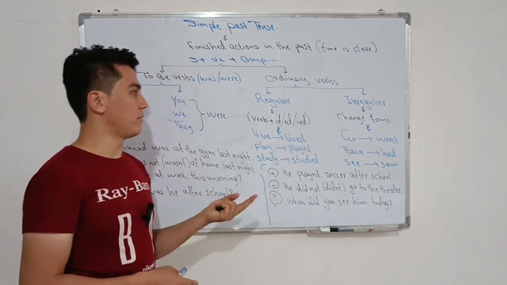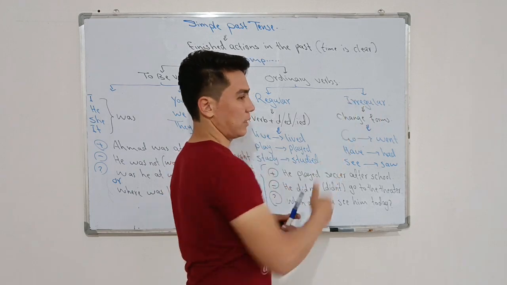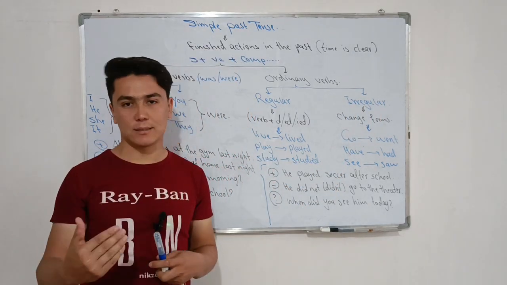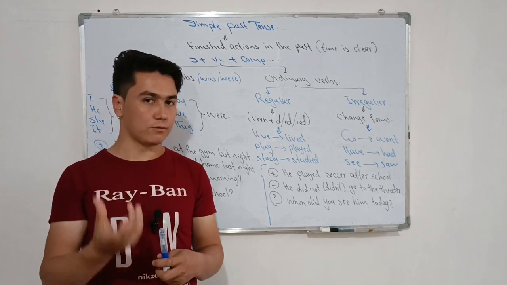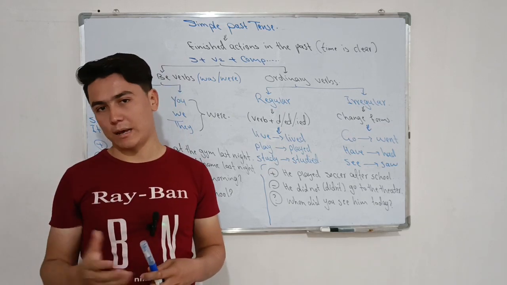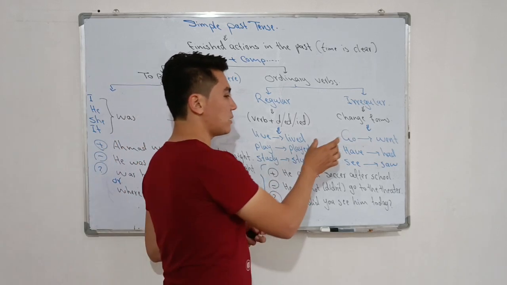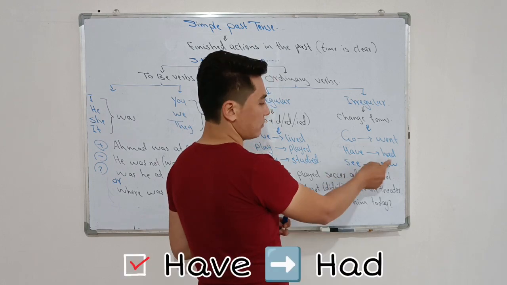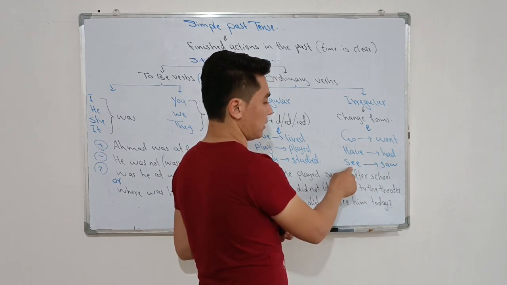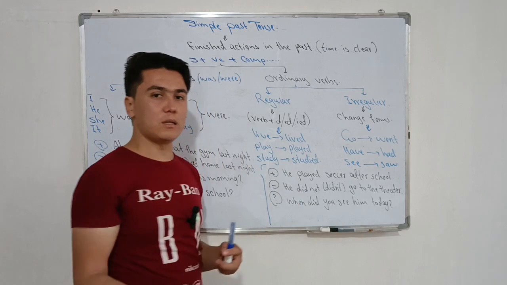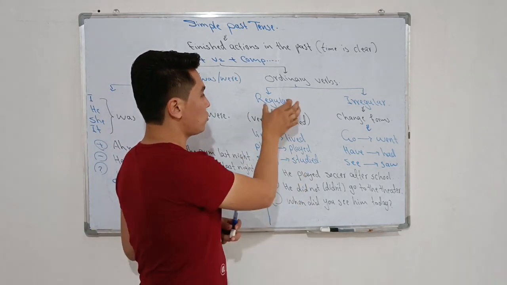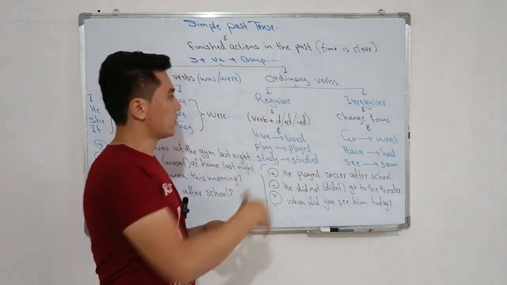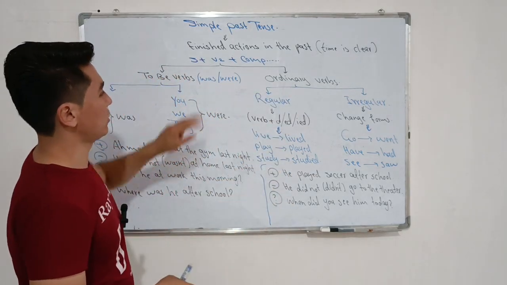And the second part that we have is irregular forms. Irregular verbs are those types of verbs that form their past and past participle forms by changing their forms. They have no specific rules or regulations. As you can see in the examples, go becomes what? Went. And have becomes had. See becomes saw. This is a bit different. In the next video, I'm going to teach you the difference between regular and irregular verbs. In this video, I'm just going to teach you the formation and the structure of simple past tense.